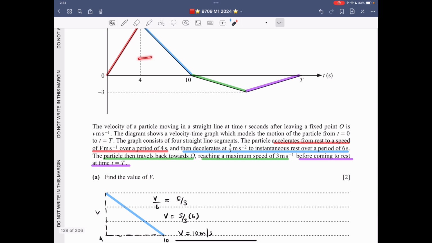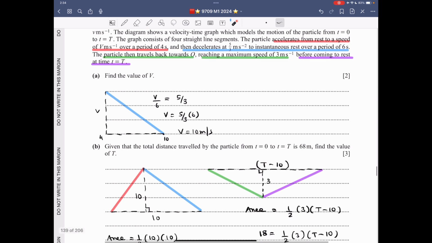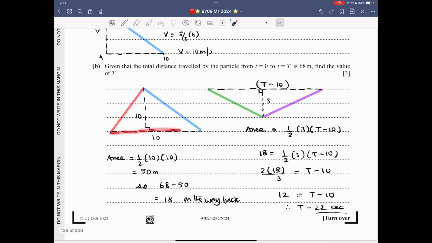That means when we talk about the distance, we take the positive value. We should also take the positive value, add it up individually. So now this is 10 seconds. This is 10 meter per second. Area under the red and the blue line segment is 50 meters. 68 minus 50 is 18 meters. That is on the way back.